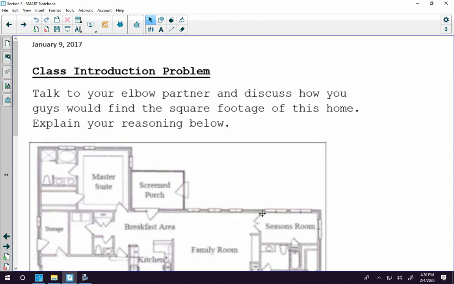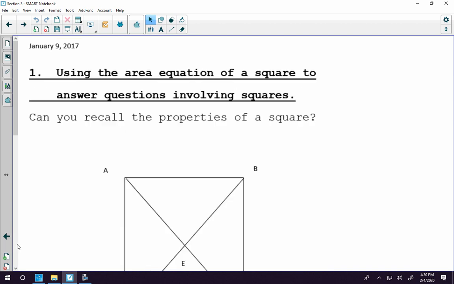There's a class introduction problem. We won't have time to go over that, if you want to go back and read that over and think about what's happening there.